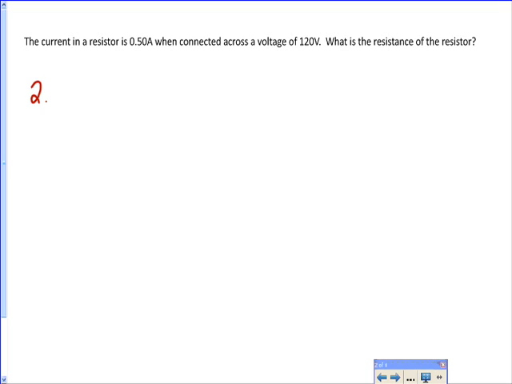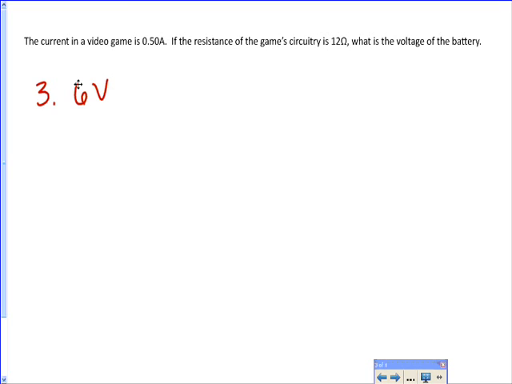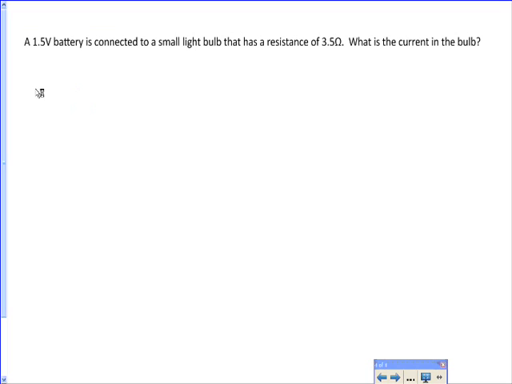All right, very quickly, this is number 2. The answer is 240 ohms. Okay. The next one that you had was number 3. The answer was 6 volts. And your next one was number 4, which was 0.43 amps.